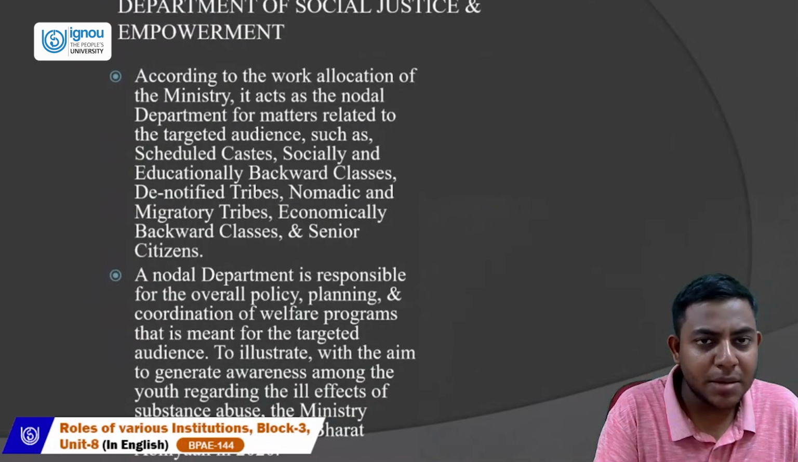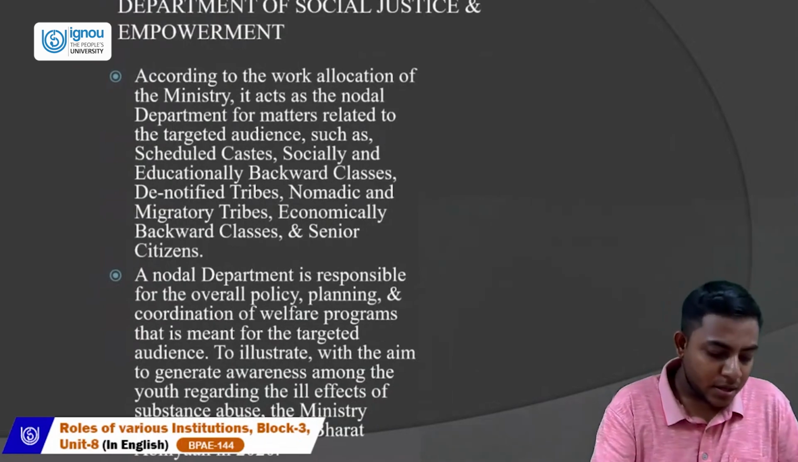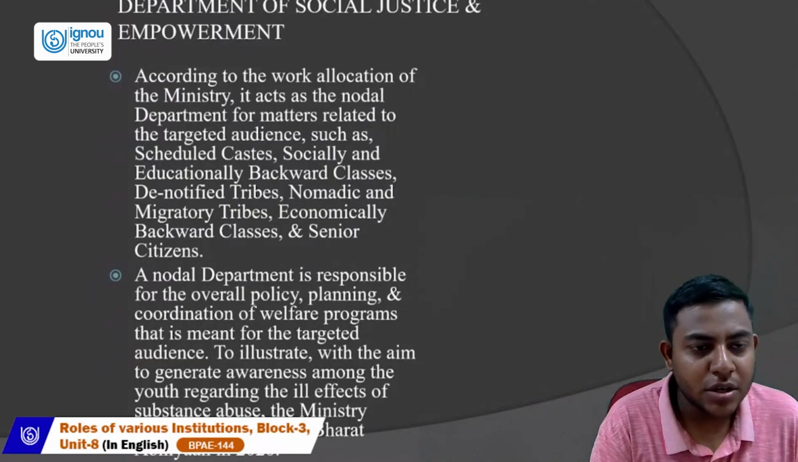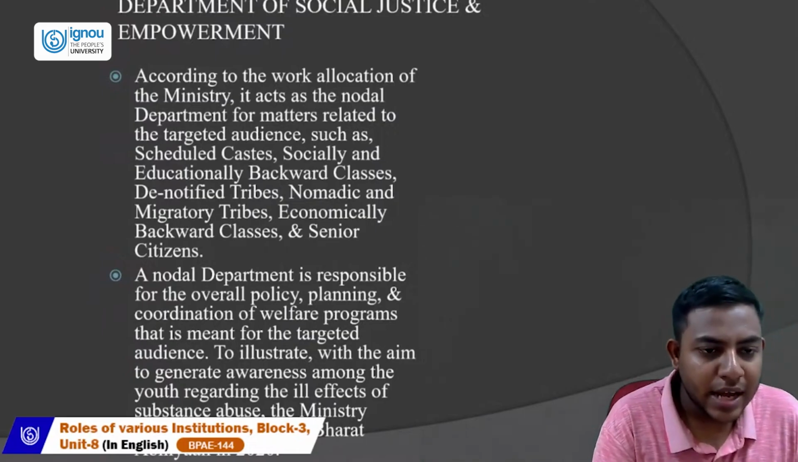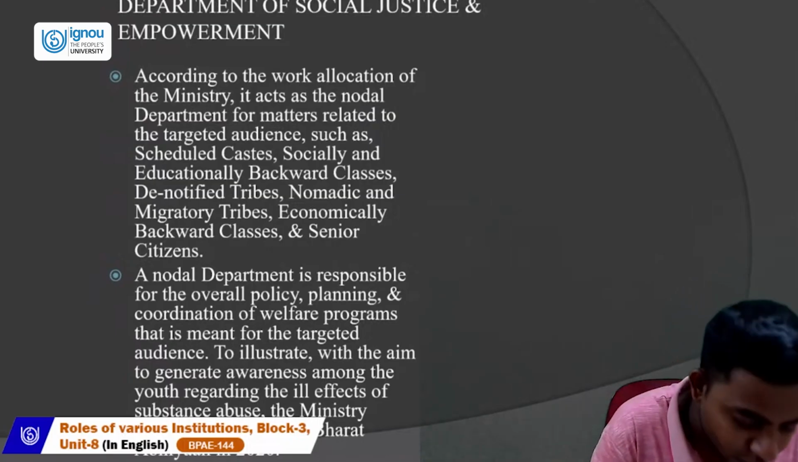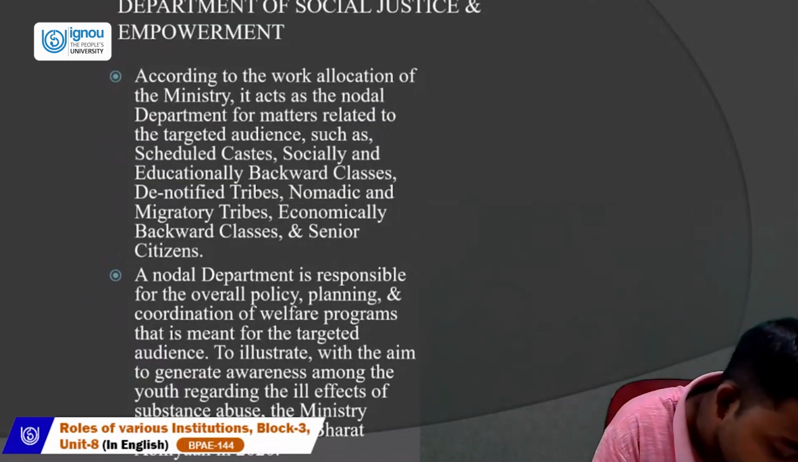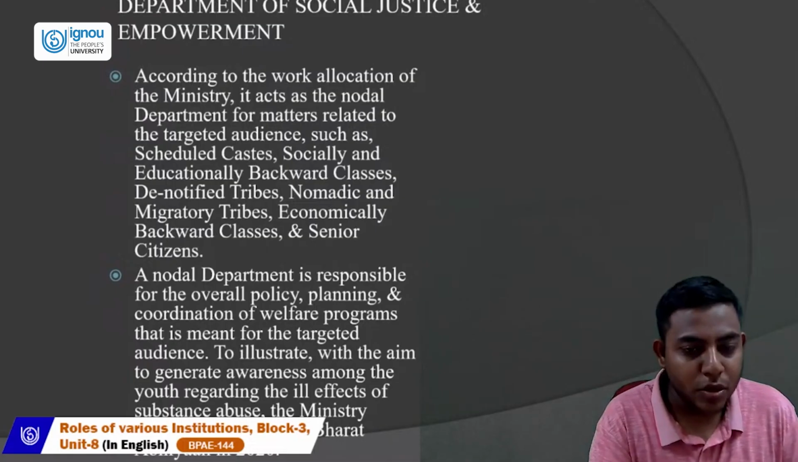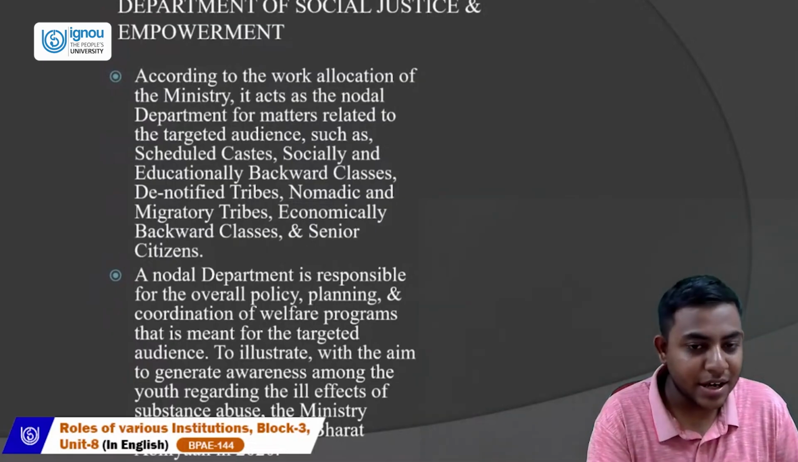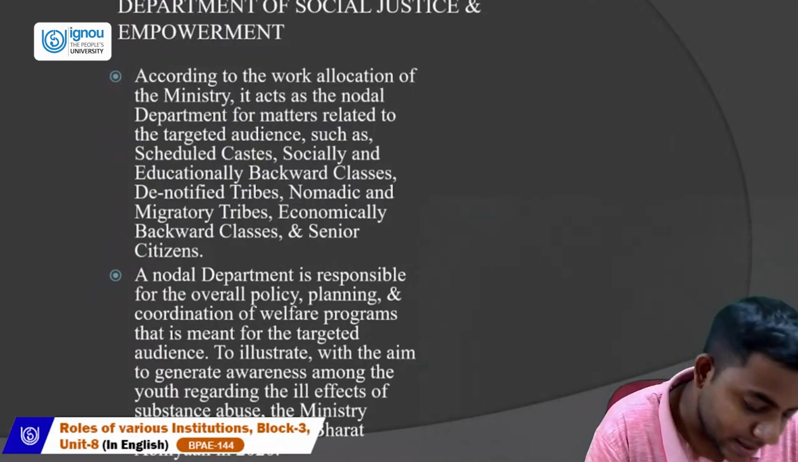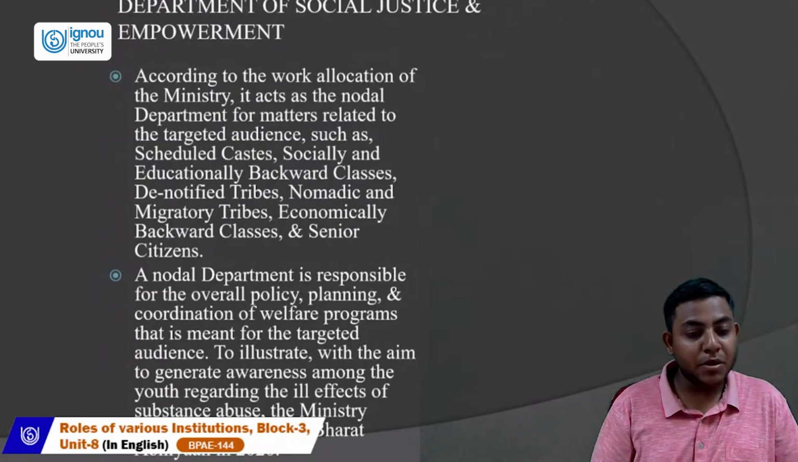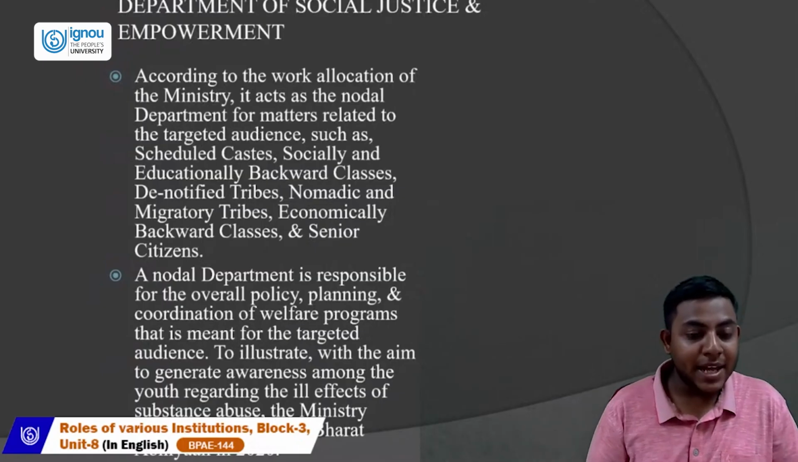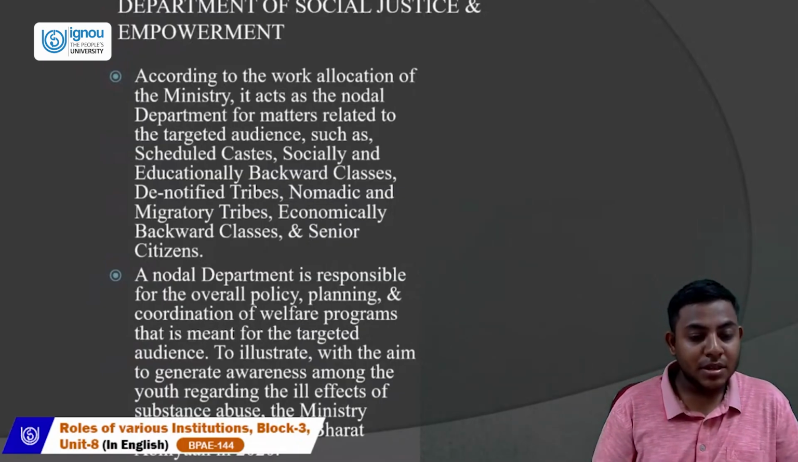So now let us discuss the Department of Social Justice and Empowerment. According to the work allocation of the ministry, it acts as the nodal department for matters relating to the target audience. And who is the target audience? The target audience is the scheduled caste community, people from the socially and educationally backward classes, the denotified tribes, the nomadic and migratory tribes, the economically backward classes, and the senior citizens.